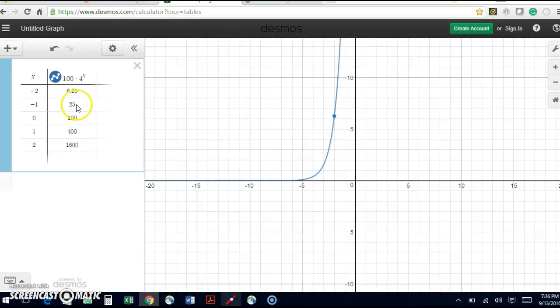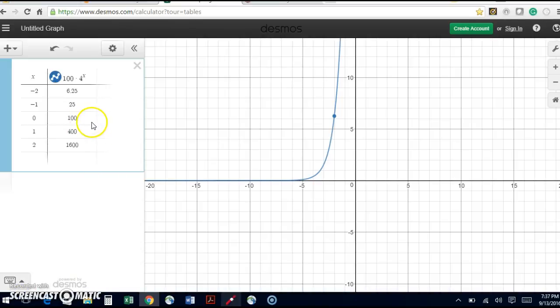Well, 25 times 3 is 75. So when I add 75 here, so multiplying this by 3 and adding it, I get to the 100. Well, the difference here is 300. Well, 100 times 3 gives me that 400. So that leads me to believe that I'm multiplying by 3.